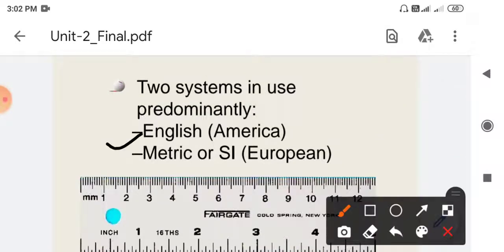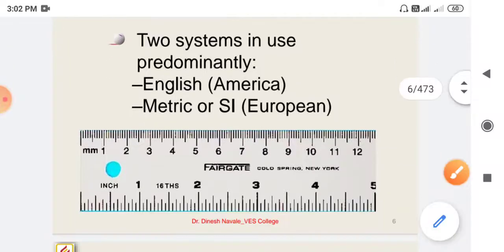In general there are two types of system of measurements which we come across. One is the English or American type, and another one is the metric system or the SI system. We are quite familiar with this system, that is the metric system or SI unit, and we generally use only this type of units in regular measurements.